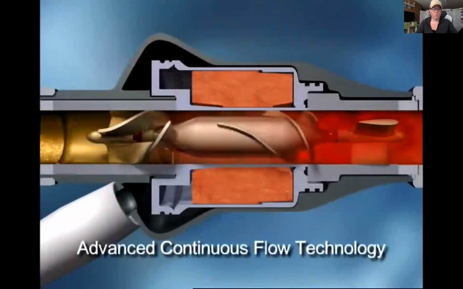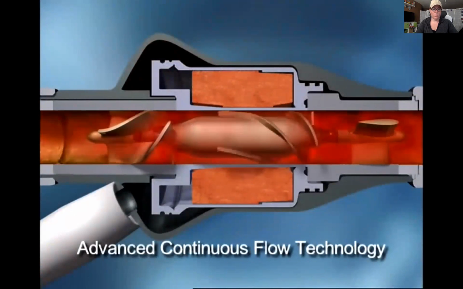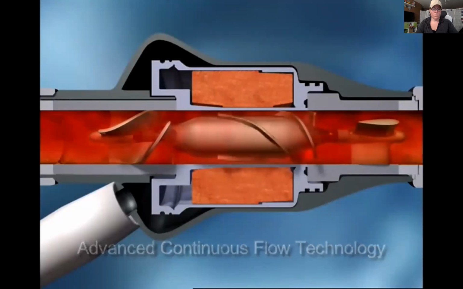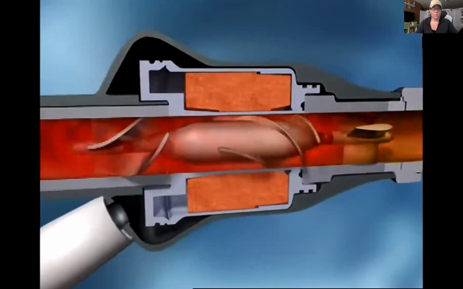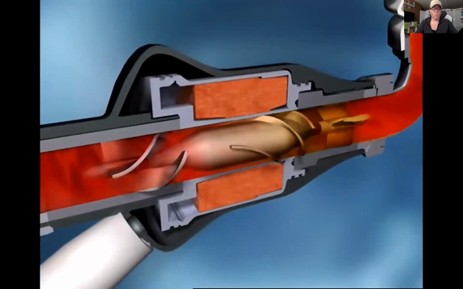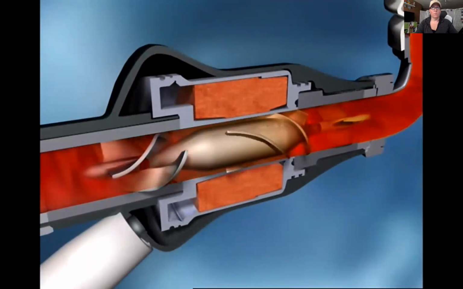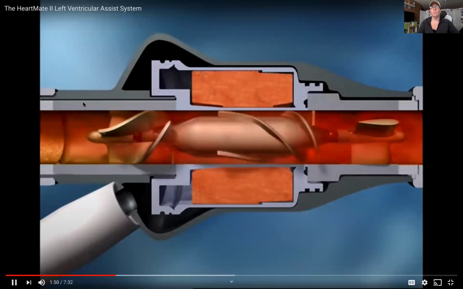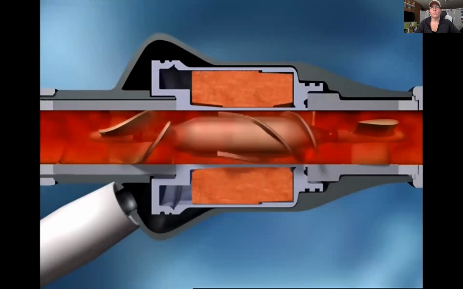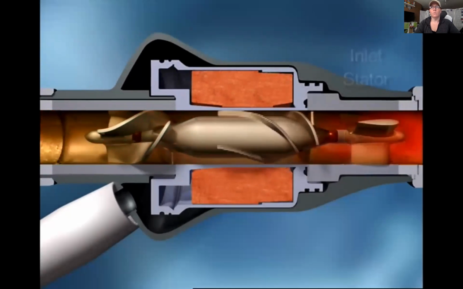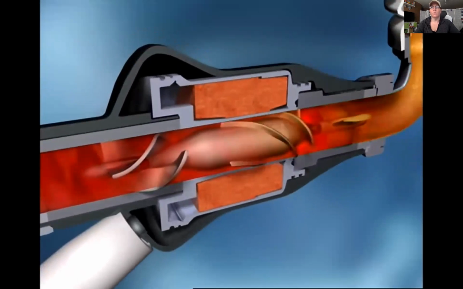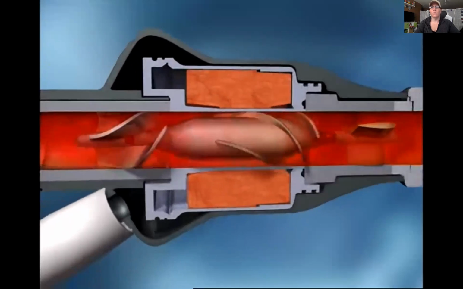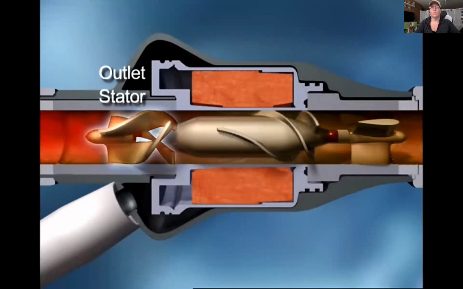Utilizing advanced continuous flow technology, the HeartMate 2 has only one moving part, a small spinning rotor that is capable of providing flow from 3 to 10 liters per minute, covering the full cardiac output of a healthy heart. As blood enters the pump, seen here in slow motion, it is straightened by the inlet stator veins prior to entering the path of the rotor. The rotor then spins the blood radially and propels it toward the outlet, where blood flow is straightened by the outlet stator veins.